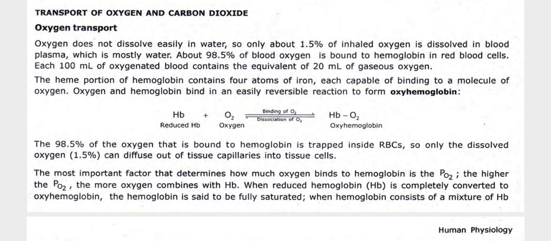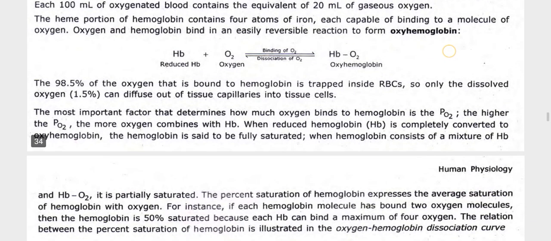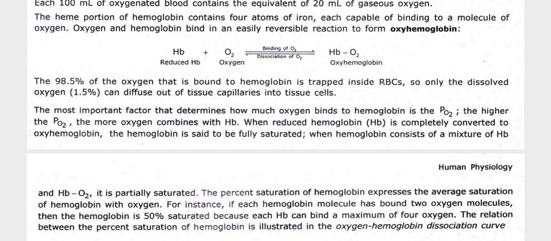The heme portion of hemoglobin contains 4 atoms of iron, each capable of binding to a molecule of oxygen. Oxygen and hemoglobin bind in an easily reversible reaction to form oxyhemoglobin. So Hb plus O2 gives HbO2, oxyhemoglobin, with binding of O2 and, in reverse, dissociation of O2. The 98.5% of the oxygen that is bound to hemoglobin is trapped inside RBCs, so only the dissolved oxygen, 1.5%, can diffuse out of tissue capillaries into tissue cells.